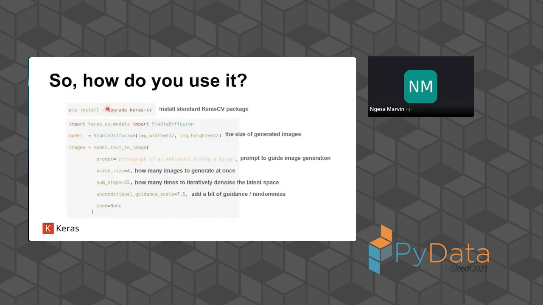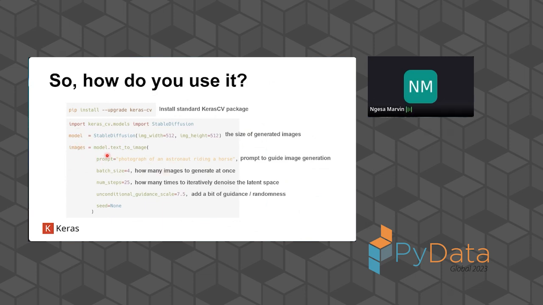How you do this is that you can install the KerasCV package, and then from keras_cv.models, which is a module, you import the class called StableDiffusion. You create a variable called model, and then instantiate the StableDiffusion class, or create an object. It has two variables you can pass, including the size of the image that you want, in this case 512 by 512. Then you can define another variable called images.